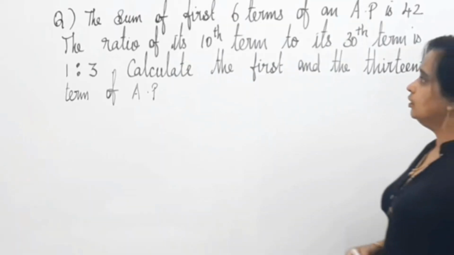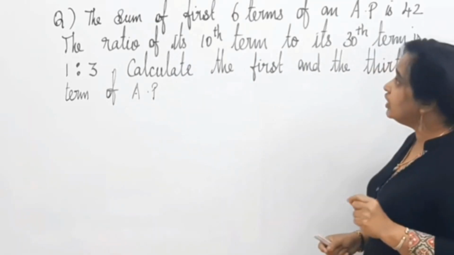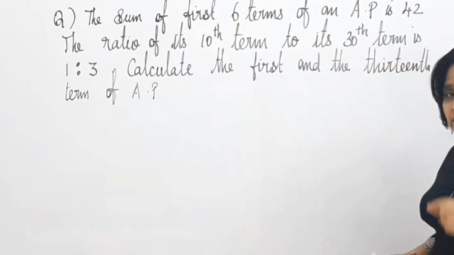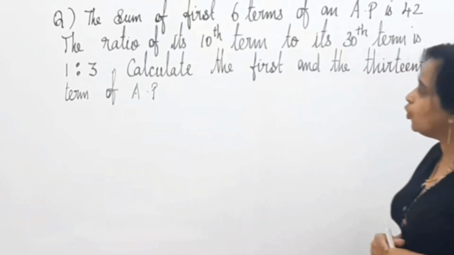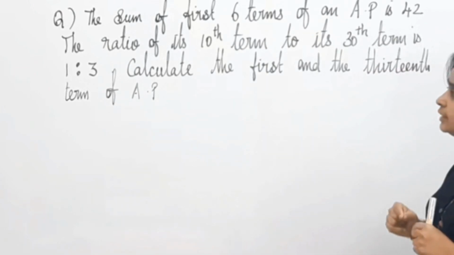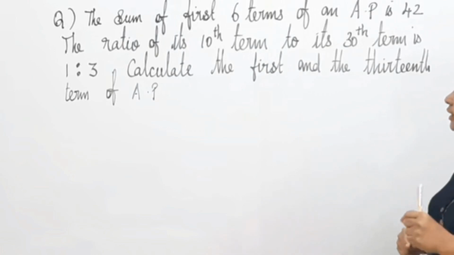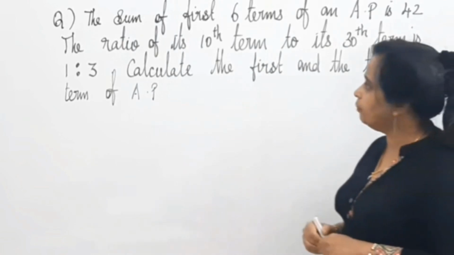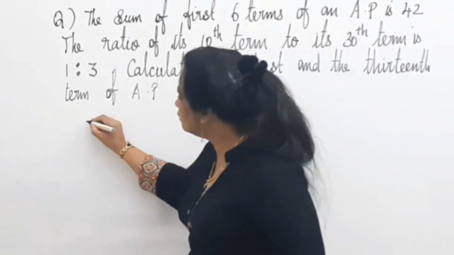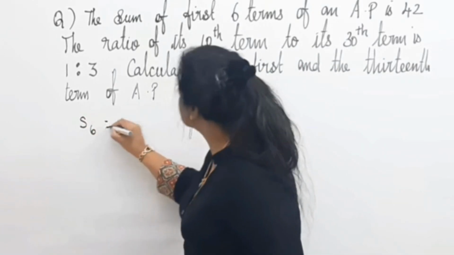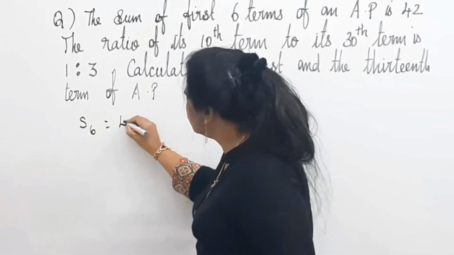As simple as that. The sum of first 6 terms of an AP is 42. The ratio of its 10th term to its 30th term is 1:3. Calculate the first and the 13th term of the AP. So the sum of first 6 terms, S6, is given as 42.